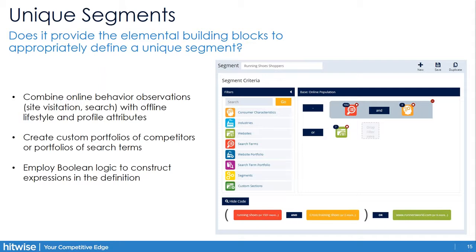So the example on the screen is an example where the marketer has used search terms combined with different consumer characteristics about demographics or attitudes or opinions, and has grouped those together, and then further combined that with website visitation behavior, and all three of those elements combined with the logical expressions allows them to define the running shoe shopper audience that they're after. And so those are the kinds of capabilities that you need to look for in a solution provider, the one that can provide you the very elemental building blocks of the capability to define the audience that you're after.